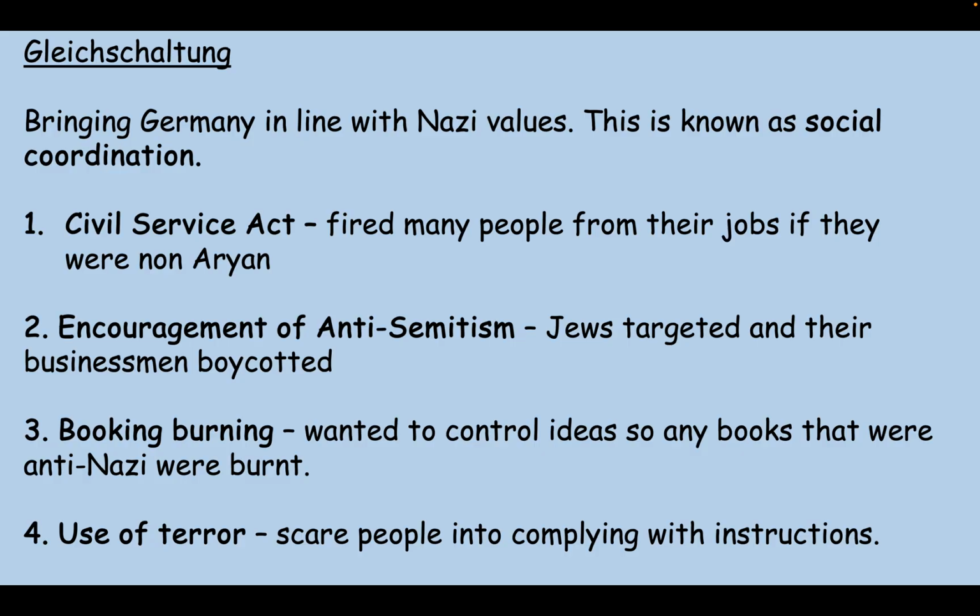The last element of Gleichschaltung is about their use of terror. They use groups like the SA, the SS, the Gestapo and the SD to terrify people into complying with their instructions. So to terrify people and to create a culture of fear so that people are fearful of opposing them, and therefore they just do as they want.